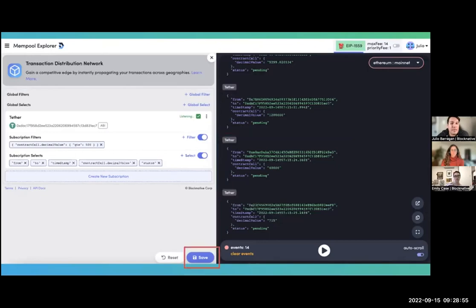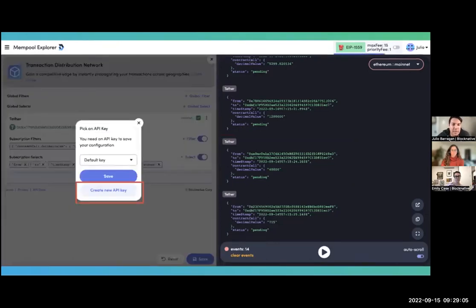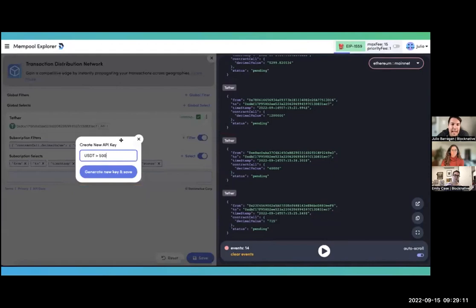If everything looks good, this is exactly what I want. I can go ahead and save my configuration. That'll give us a whole host of new and exciting features that we can do. Save button, bottom right-hand corner. Once we do that, we can go ahead and create a new API key, and then name it whatever you want. For this one, I named it USDT over 500. And then just click generate new keys and save.